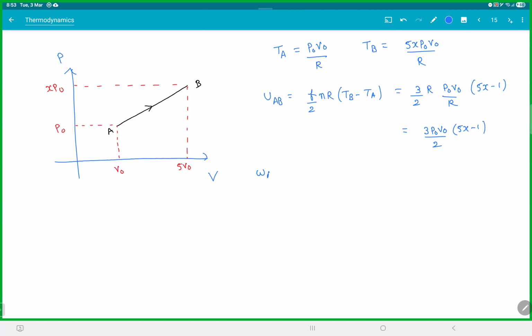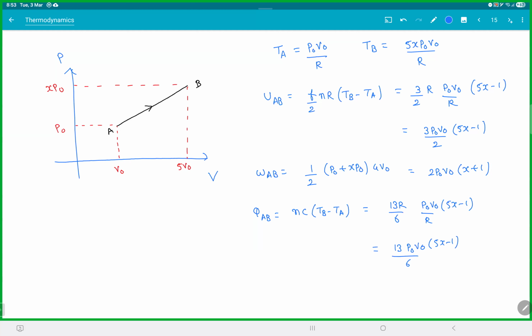And what is work done from A to B? Work done from A to B is the area under this trapezium, which is half into the sum of the parallel sides P naught plus X P naught, times the base, which is 4 V naught. So that would be 2 P naught V naught into X plus 1. And what is the heat QAB? This is again n C delta T. N is 1, and it is given in the question, C is 13R by 6. And TB minus TA is P naught V naught by R into 5x minus 1. R goes off, we end up with 13 P naught V naught by 6 into 5x minus 1.